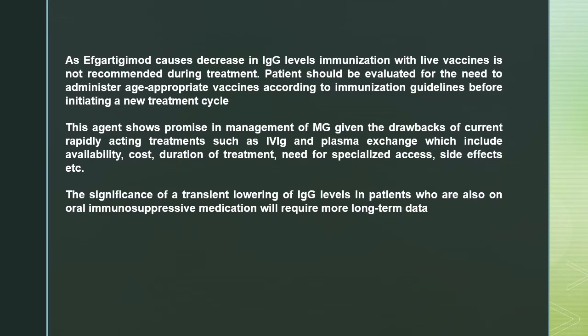As efgartigimod can decrease IgG levels, immunization with live vaccines is not recommended during treatment. Patients should be evaluated for the need to administer age-appropriate vaccines according to immunization guidelines before initiating a new treatment cycle. This agent shows promise in management of myasthenia gravis given the drawbacks of current rapidly acting treatments such as IVIG and plasma exchange, which include availability, cost, duration of treatment, need for specialized access, side effects, etc. The significance of a transient lowering of IgG levels in patients who are also on oral immunosuppressive medication will require more long-term data.